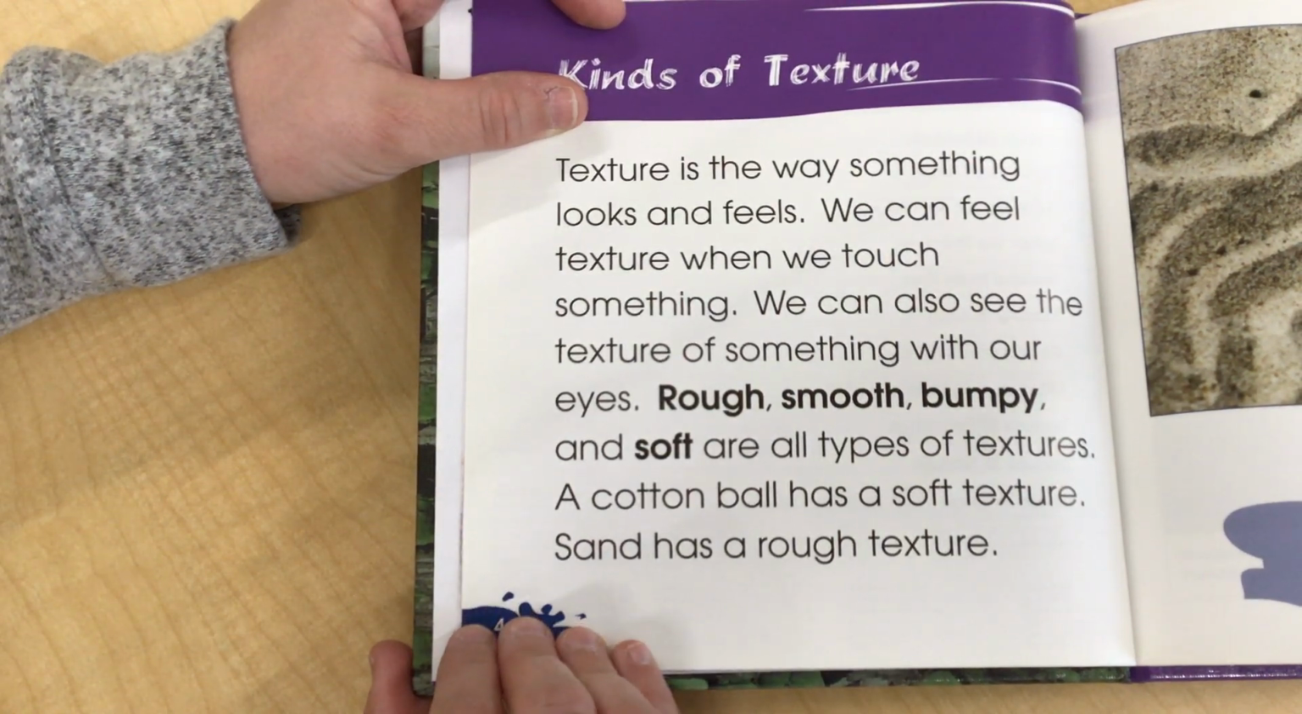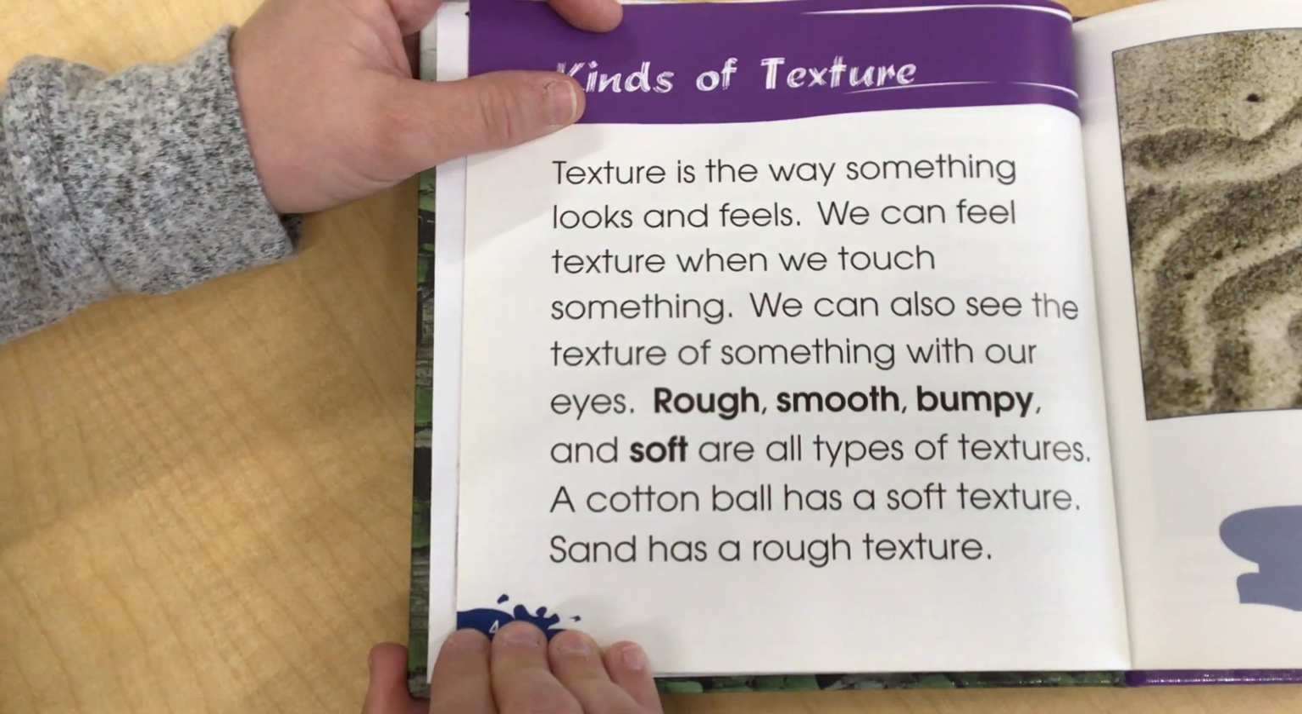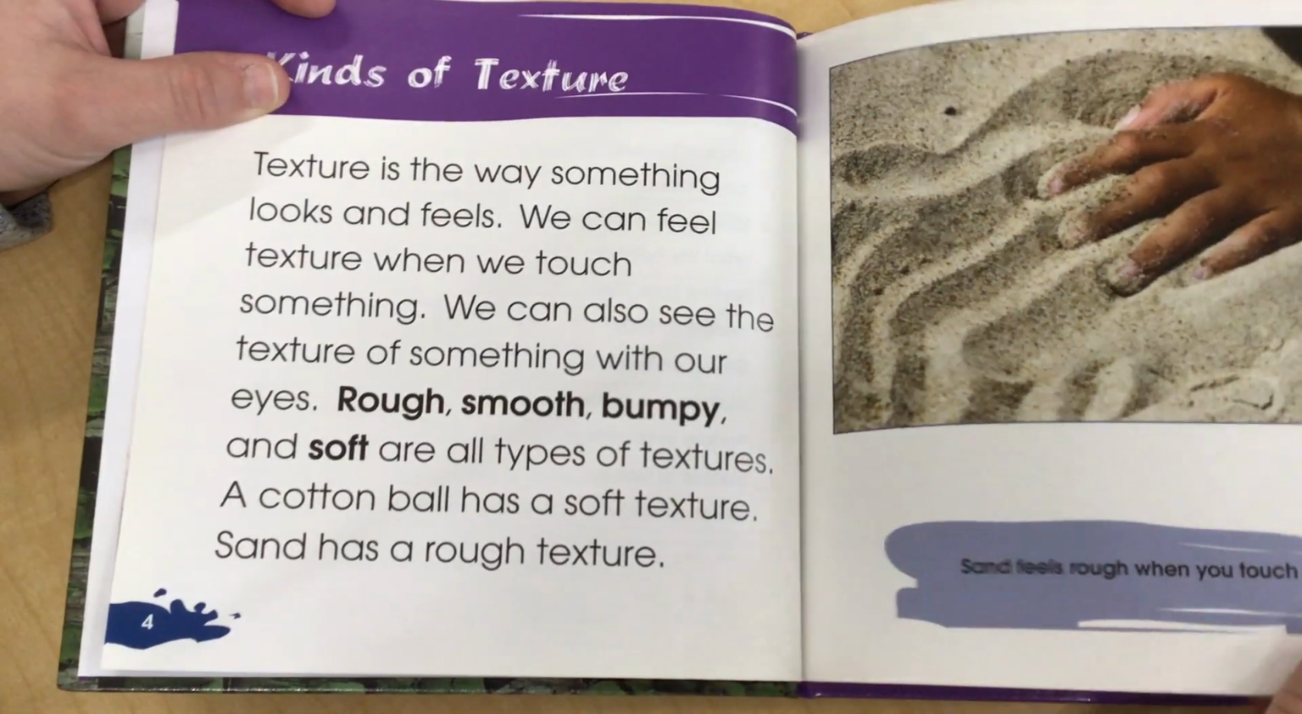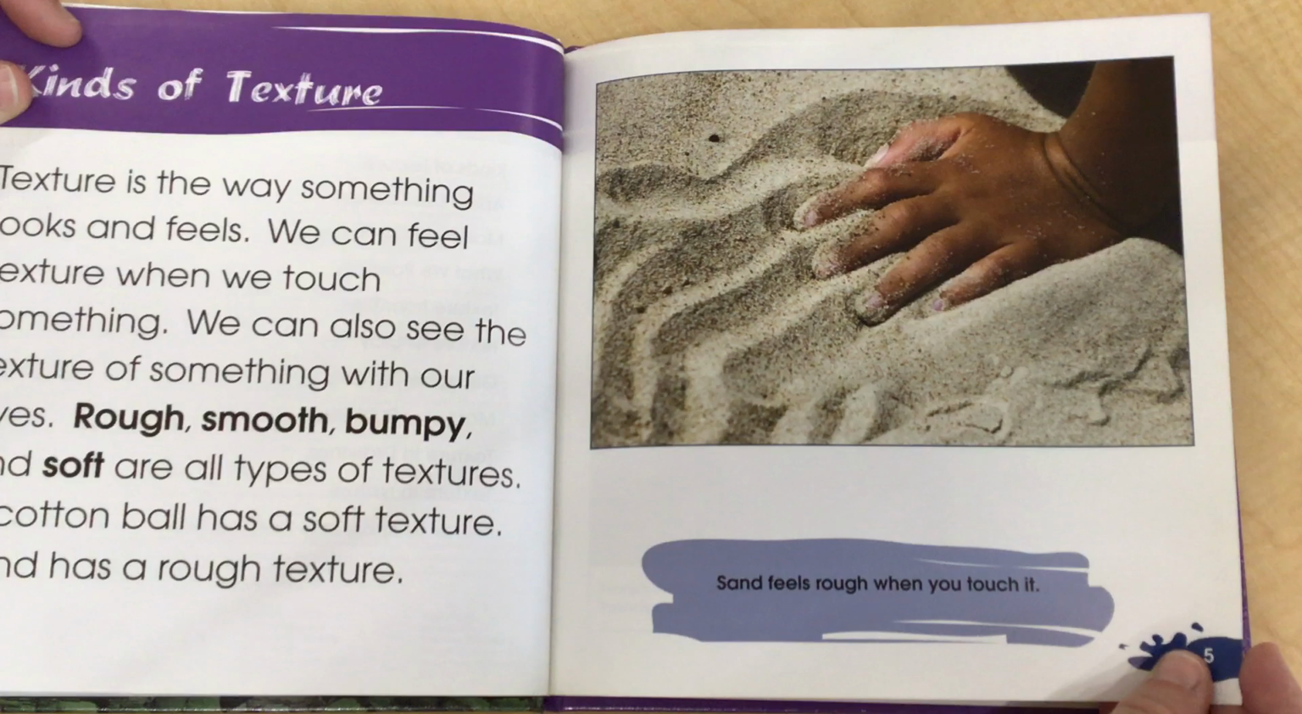A cotton ball has a soft texture. Sand has a rough texture. Sand feels rough when you touch it.